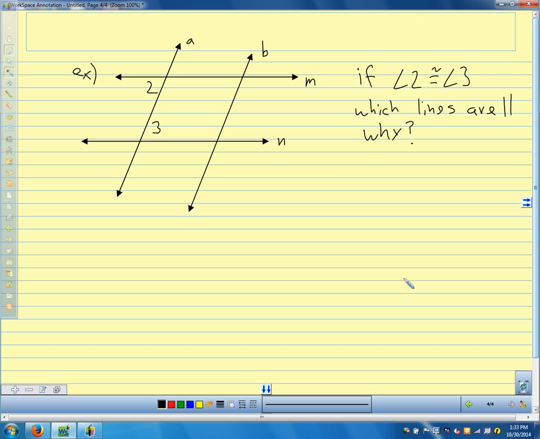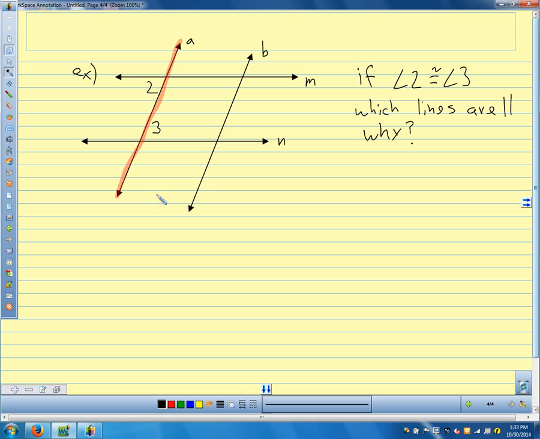So looking at this picture, thinking about how we worked with our graphic organizer, what's going to be our transversal for this picture? Our transversal is a line that intersects two other lines. So any of them could be a transversal, right? But we're interested in angle 2 and 3. So if angles 2 and 3 are the ones we're interested in, which one's going to be our transversal? A. So let me highlight that. There's A. There's my transversal.